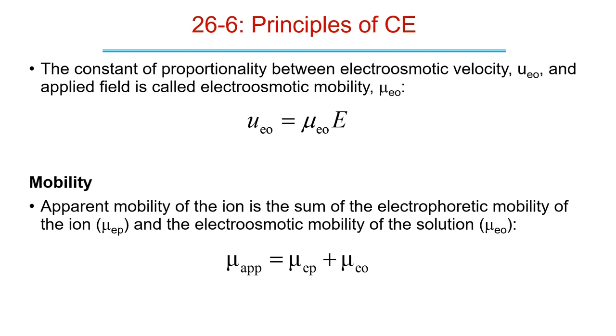Now, the apparent mobility of an ion is the sum of the electrophoretic mobility of the ion and the electroosmotic mobility of the entire solution. Think of the stampede metaphor that we talked about in our last class. The stampede is the entire solution. A particular ion would be a very particular person within that stampede of bulls in Pamplona.